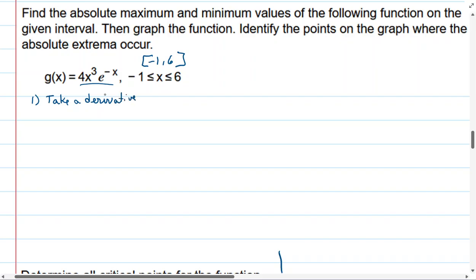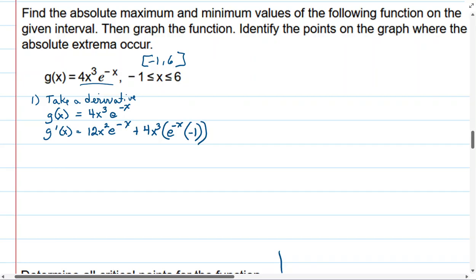So we're going to take a derivative. Bam. So I have g of x equals 4x to the third e to the negative x. So my g prime of x is going to be, and I'm going to do my variable first because that's easy, 12x squared e to the negative x, plus, now I'm doing e to the negative x, so that's 4x to the third e to the negative x, and the chain rule makes it a -1. Does everybody see that?